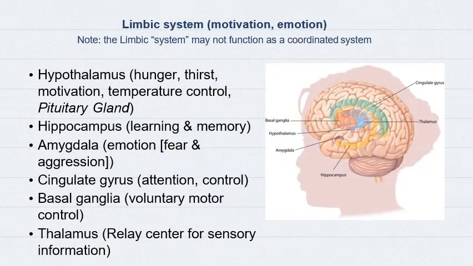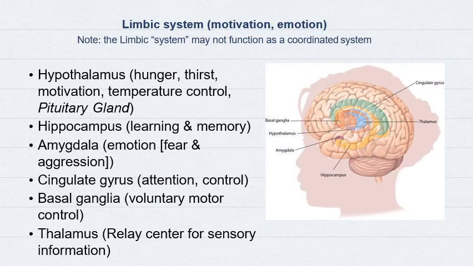Okay. So nabanggit na natin 'to kanina, no? Andiyan na yung ating limbic system and its function. Note that the limbic system may not function as a coordinated system. Though we all know that the limbic system has its own function relating to motivation and emotion, no? May specific time na they do not function in a coordinated system. They function individually, no? So, ang hindi natin lang nabasa dito kanina is yung cingulate gyrus that is responsible for attention and control. But yung other ay nababasa naman natin.